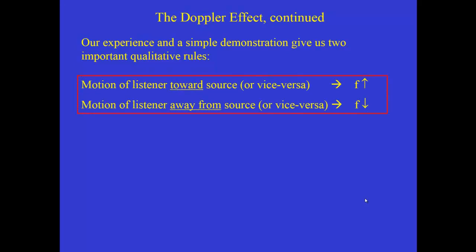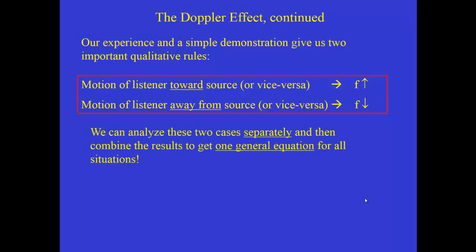The qualitative rules that we have to remember in order to correctly apply the equations that we're going to derive go like this. If the motion of the listener is towards the source, or the motion of the source is towards the listener, that's going to cause the frequency to go up. And conversely, if the motion of the listener is away from the source, or the motion of the source is away from the listener, that's going to cause the frequency to go down.